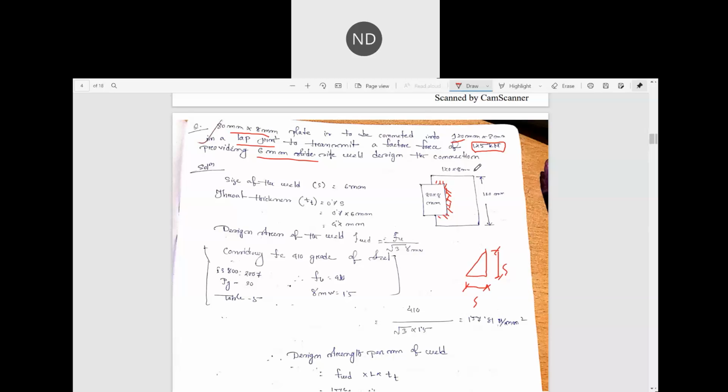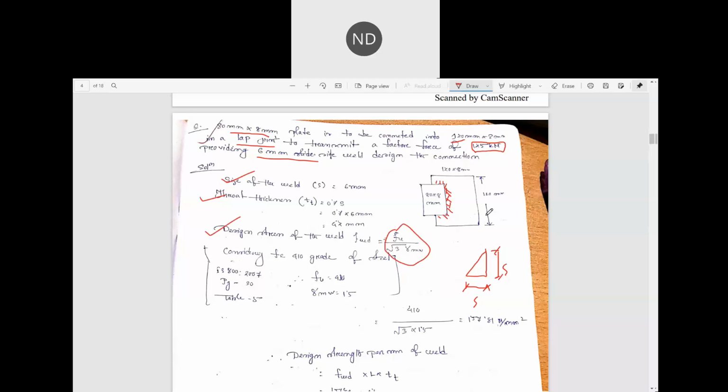And what do you mean by the length of the weld? Length is this one. This entire portion which is used to connect these two plates is nothing but the length of the weld. So we had discussed how you have to design: you know the size, you know the throat thickness, 0.7s. After that, you know the design stresses, how much: fu by root 3 gamma mw. Then gamma mw you got from your IS code, table 5.